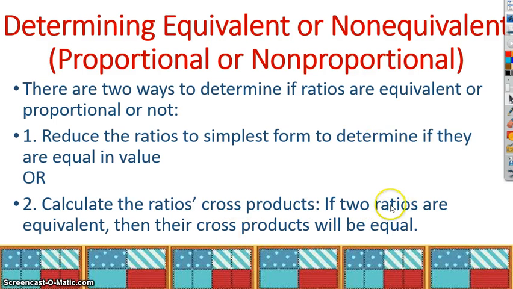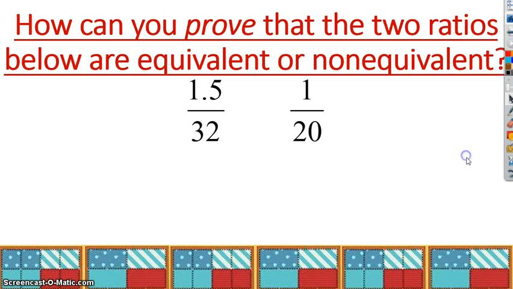Both of these have benefits. Reducing is often easiest if you can quickly see a common factor. If you cannot quickly see a common factor, checking the cross products may be a faster and more effective way of determining if something is equivalent or non-equivalent.